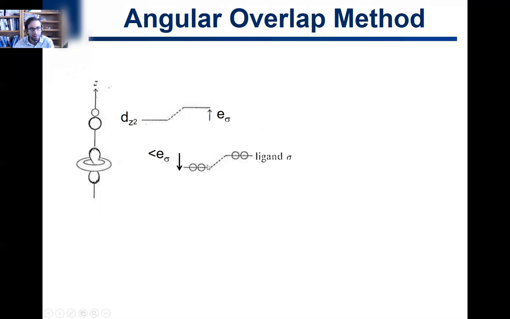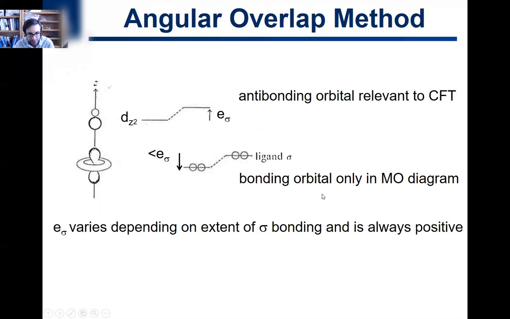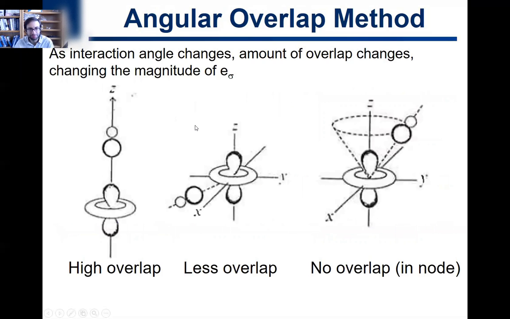Why does it go down less? Remember, antibonding orbitals are always raised higher than bonding orbitals are lowered. So this is the antibonding orbital relevant to crystal field theory. This is the bonding orbital that we only see in the MO diagram. The value of E sigma is going to vary depending upon the extent of sigma bonding. It's always going to be positive. If you have a strong sigma bonding ligand that makes strong sigma bonds, E sigma is going to be very large. This is going to go very high, and this is going to go very low. If you have a weak sigma bonding ligand, these values aren't going to change that much.